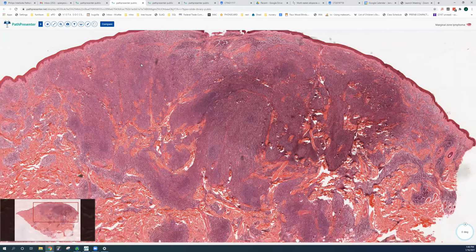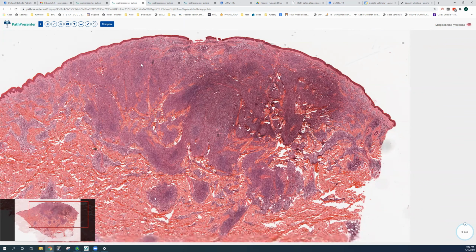Similar, but a little bit different. This is actually a marginal zone lymphoma. And like pseudolymphoma, marginal zone lymphoma is a low-grade lymphoma driven by chronic antigen stimulation. It's the lymphoplasmacytic variant, which is most strongly associated with Borrelia, especially European Borrelia species.